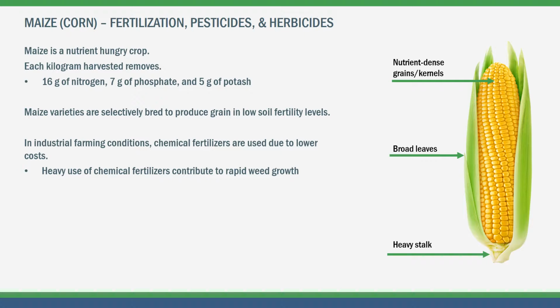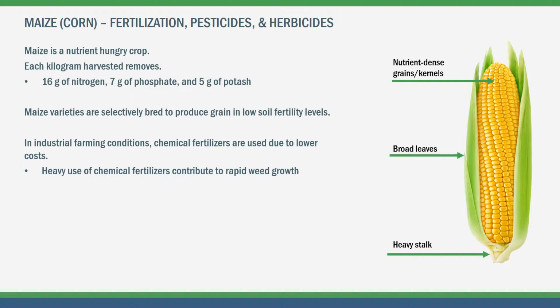However, for most industrial farms, they prefer chemical fertilizers due to the lower cost and ease of application. While this is economically beneficial, weeds have become a major problem for maize production, since heavy applications of chemical fertilizers also result in rapid weed growth. Herbicides can be applied during the time that the maize is planted, which reduces weed growth and gives the new corn seedlings time to grow without excessive competition.